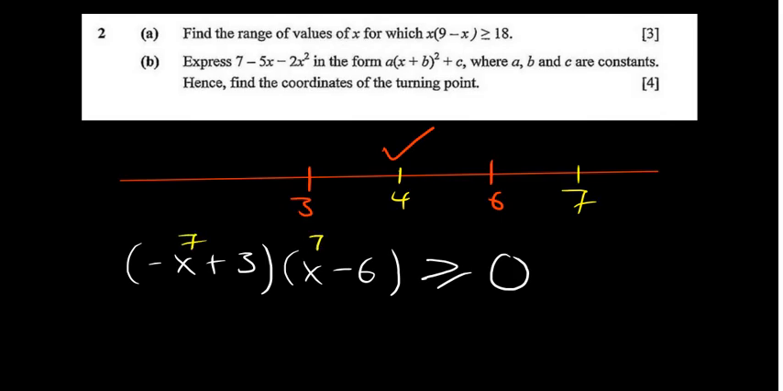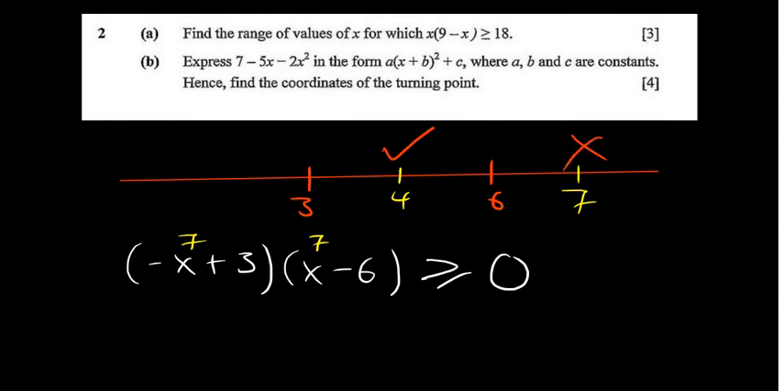Negative 7 plus 3 will give me a negative. 7 minus 6 will be a positive 1. So negative times positive is negative. So a negative number, is it greater than 0? No, it's not. So that part is refused in this case. Obviously, if you try the other part, you expect it to also be refused.